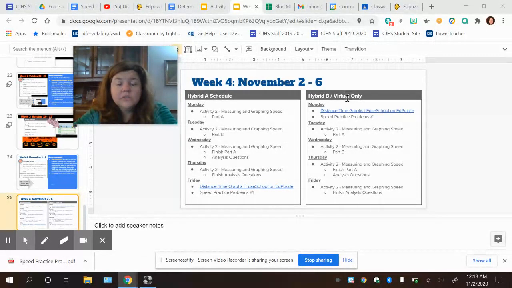Hybrid B students and virtual only students, you're going to be following this schedule here. You're going to start out with this Edpuzzle and those speed practice problems. And then when you're in class on Tuesday, you're going to do activity 2, part A, so we can collect our data. And on Wednesday, you're going to do part B of activity 2. And then on Thursday, when you're back at school, you're going to finish up any part of part A that you didn't get finished and also work on those analysis questions together. And then on Friday, finish up any of those analysis questions and get them submitted.